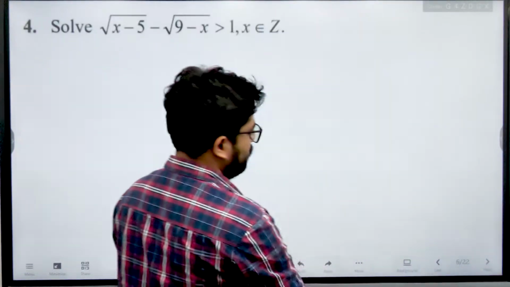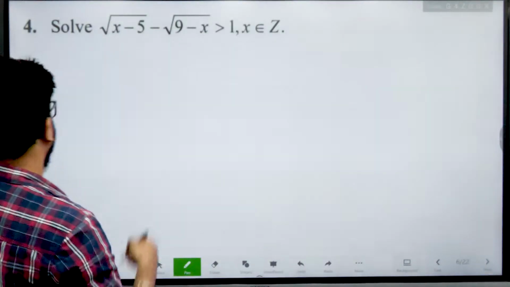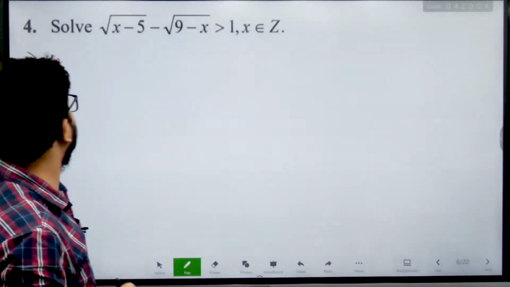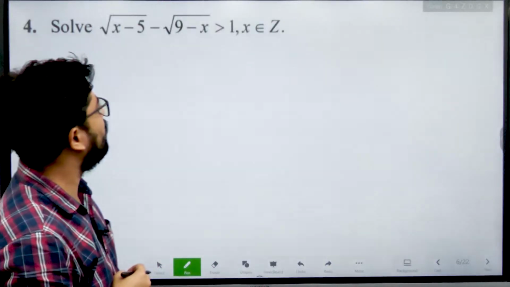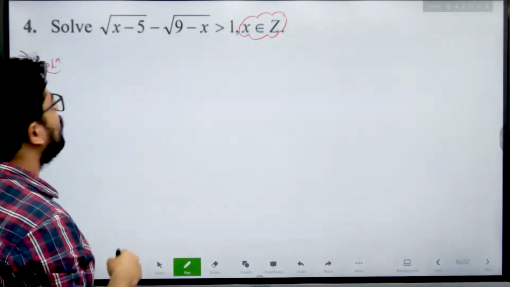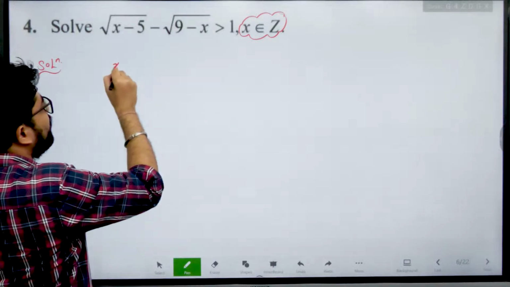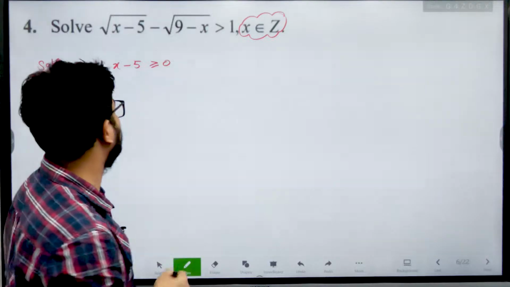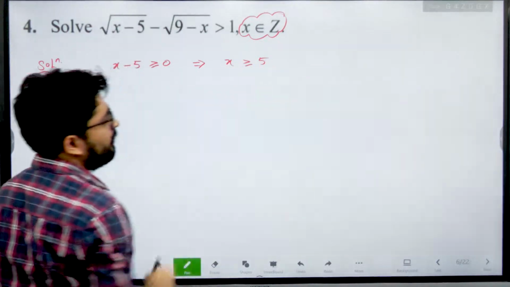Next question is question number 4. How can you solve question number 4? You have to find x such that root of x minus 5 minus root of 9 minus x is greater than 1, and x belongs to integers. That's important. First of all, these two terms must be defined. Root of x minus 5 is defined whenever x minus 5 is greater than or equal to 0, so x must be greater than or equal to 5.